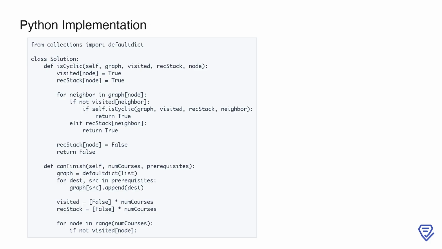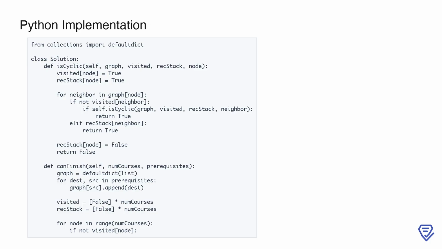Inside the solution class, we define the acyclic helper function. This function is designed to detect cycles in a directed graph using depth-first search. It takes 4 parameters: the graph, a visited list to track nodes we've already processed, a recstack list to track the current recursion stack, and the current node being explored.